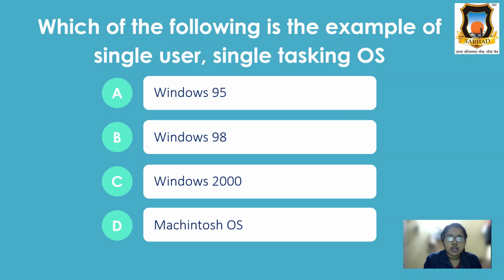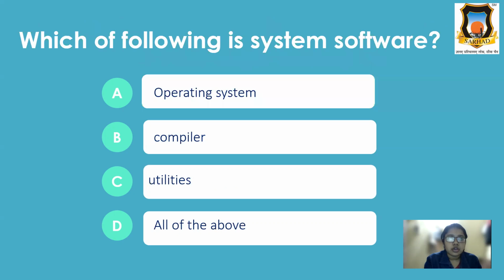Next question. Which of the following is the example of single-user, single-tasking operating system? Option A, Windows 95. Option B, Windows 98. Option C, Windows 2000. Option D, Macintosh OS. And the answer is Windows 95. Moving to the next question.